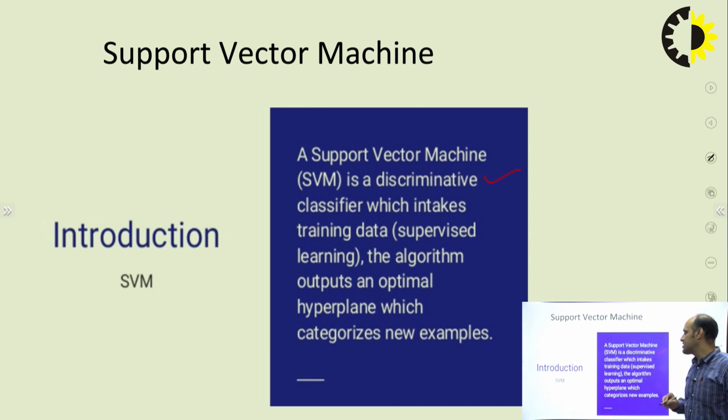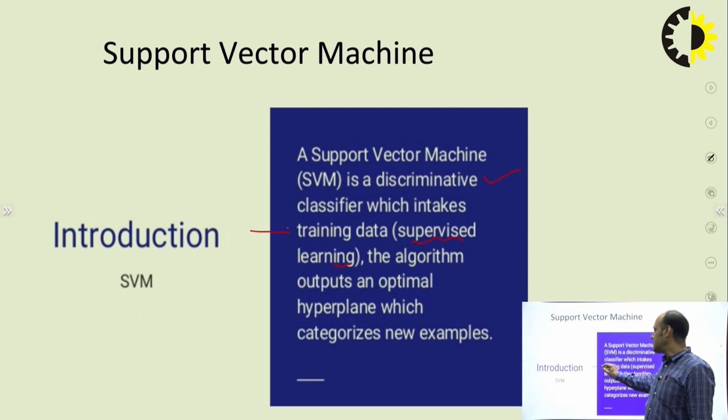What is the meaning of discriminative? We will use it to classify the number of classes here, to discriminate and differentiate them. This is a supervised learning algorithm, and we will get a hyperplane here. What type of hyperplane? We will get an optimal hyperplane, which categorizes the new examples, the new sets we are given here.